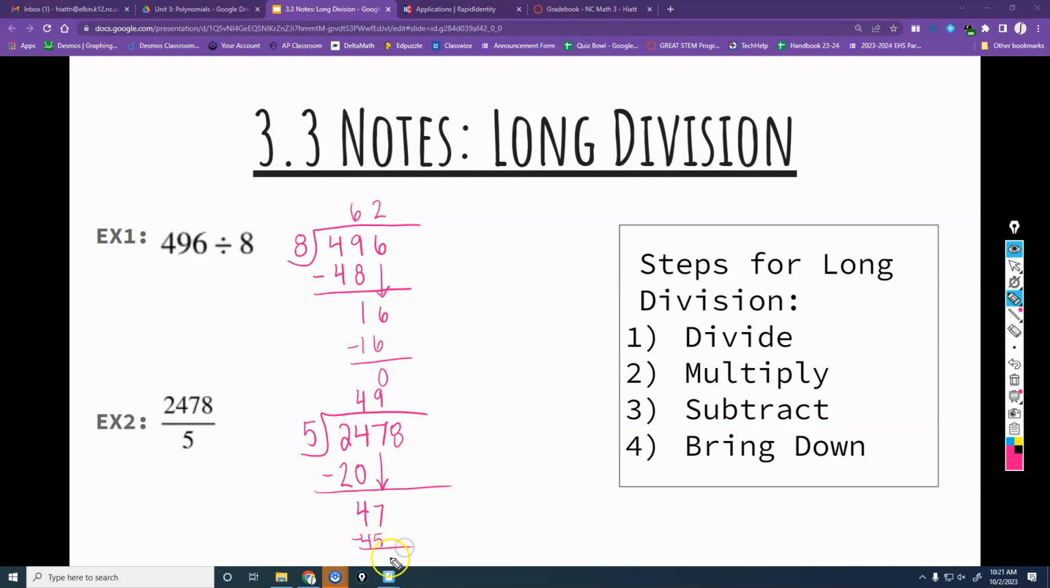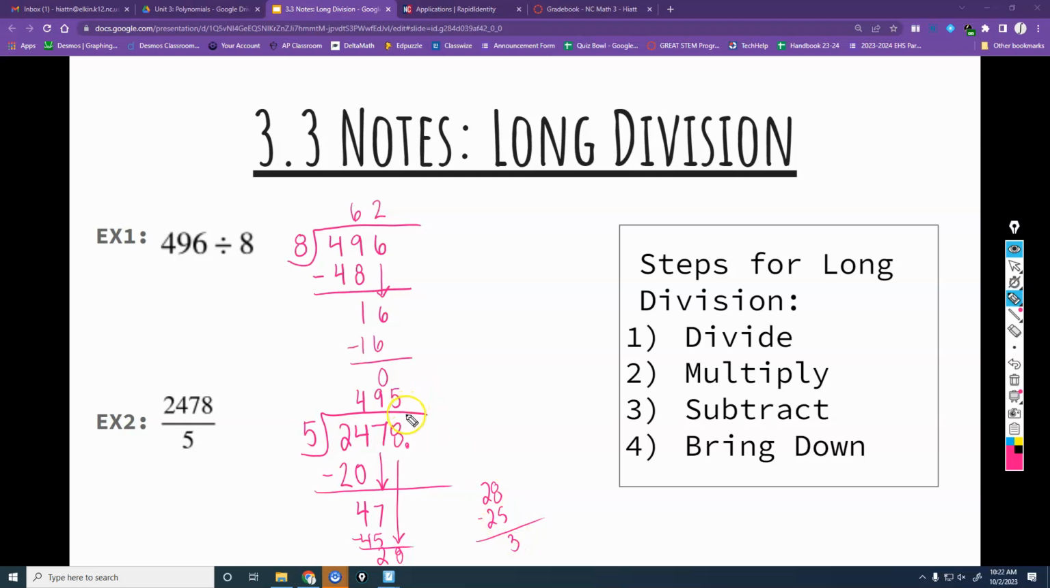We subtract. I'm running out of room. We get 2. We bring down the 8. How many times does 5 go into 28? 5 times. 5 times 5 is 25. I'm going to have to write this over here. This is not ideal. Ran out of room. We're going to get 3, so we're getting a remainder of 3, right?